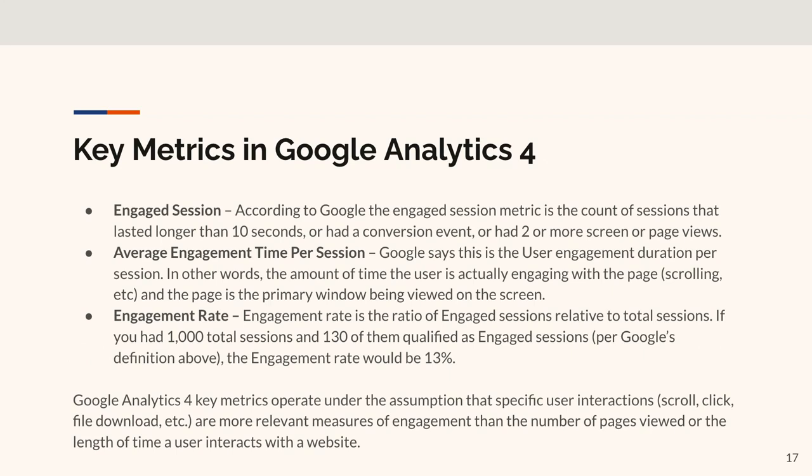So, key metrics in Google Analytics 4. Again, you'll see a huge shift here. Engaged sessions. According to Google, the engaged sessions metric is the count of sessions that lasted longer than 10 seconds, or had a conversion event, or had 2 or more screen or page views. So now we capture a lot more useful things, right?